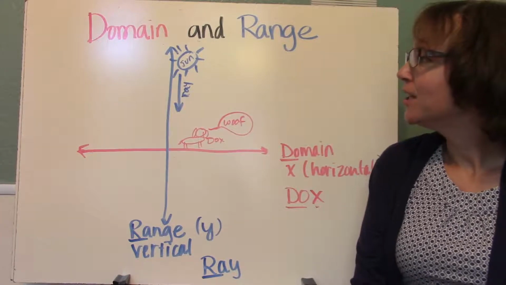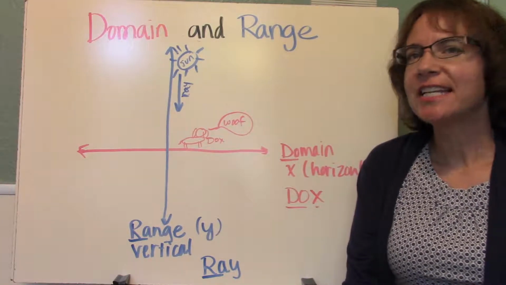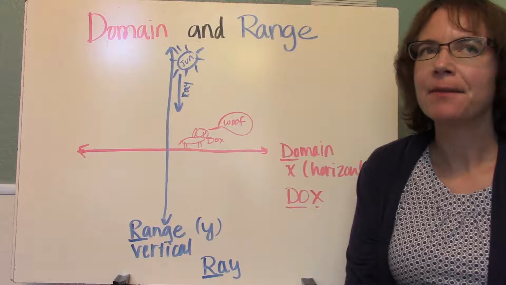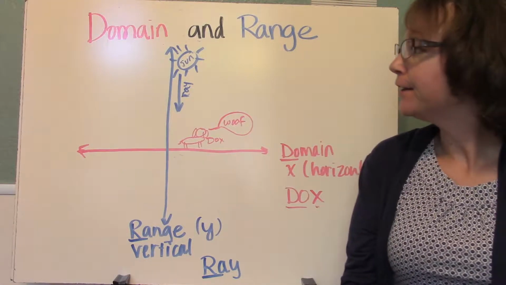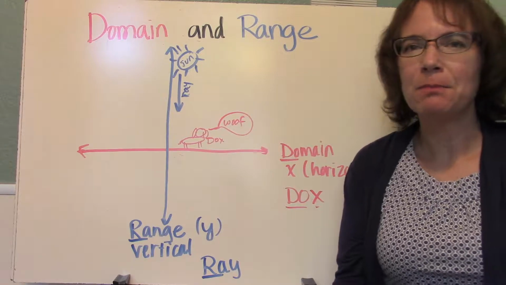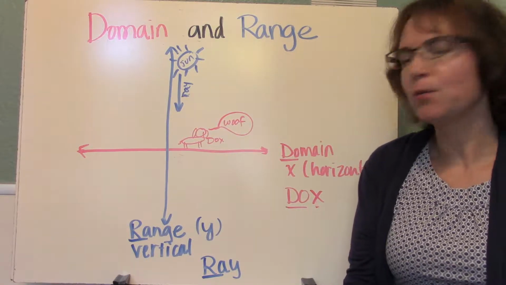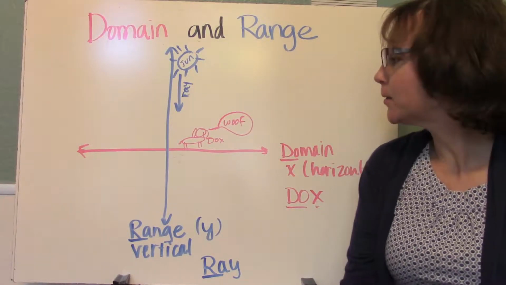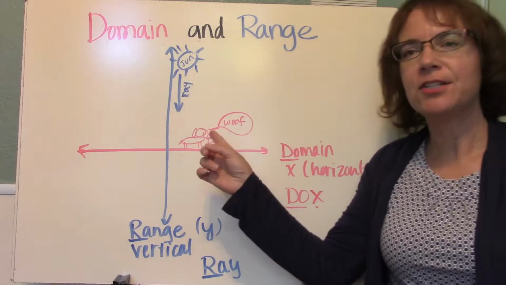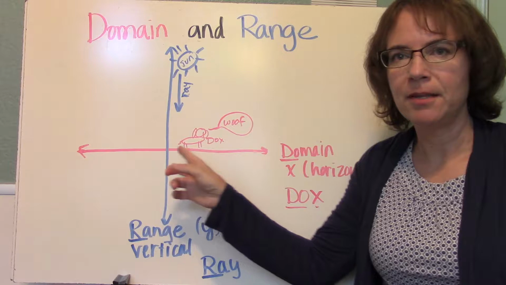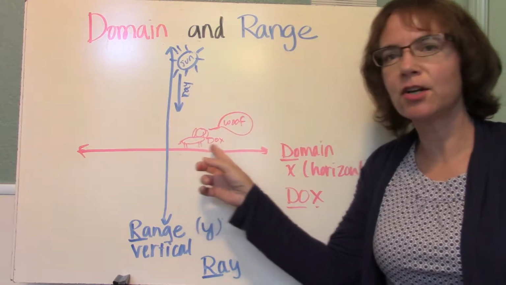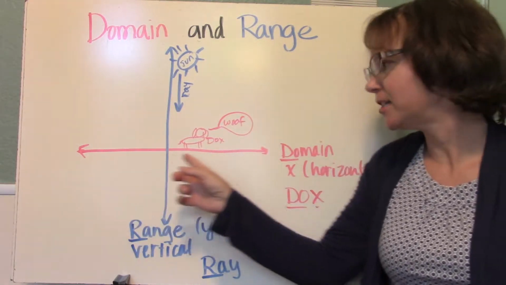Domain and range. Domain and range are just definitions to describe values of x and values of y in a certain graph. And so you kind of have to remember those as definitions. One of the ways I do that is to tell a little story about a dachshund. Dachshunds can only travel back and forth. I mean, they might try to jump a little bit, but really they're going to walk along this horizontal distance.